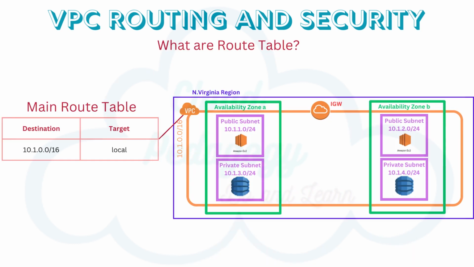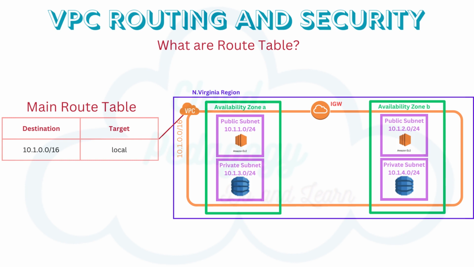When you create a VPC, AWS creates a route table called the main route table. A route table contains a set of rules called routes that are used to determine where network traffic is directed. Those route tables can be applied on either the subnet level or at the VPC level.